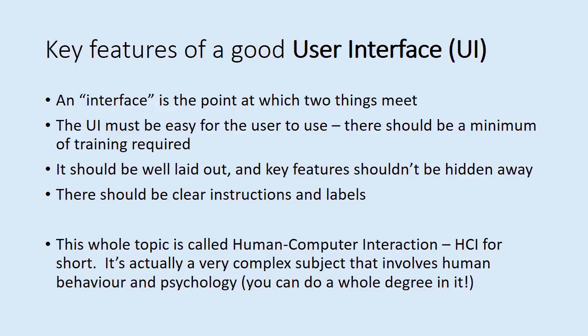Just a few points. Key features of a good user interface. This is the important word here. An interface is the point at which two things meet. So when a computer and a human start to work together, the interface is how the human gets the computer to do the things that it wants it to do. And it's got to be easy for the user to use. The best systems have a minimum amount of training required for the user, because you hear people explaining whether they think the user interface is intuitive or user-friendly.